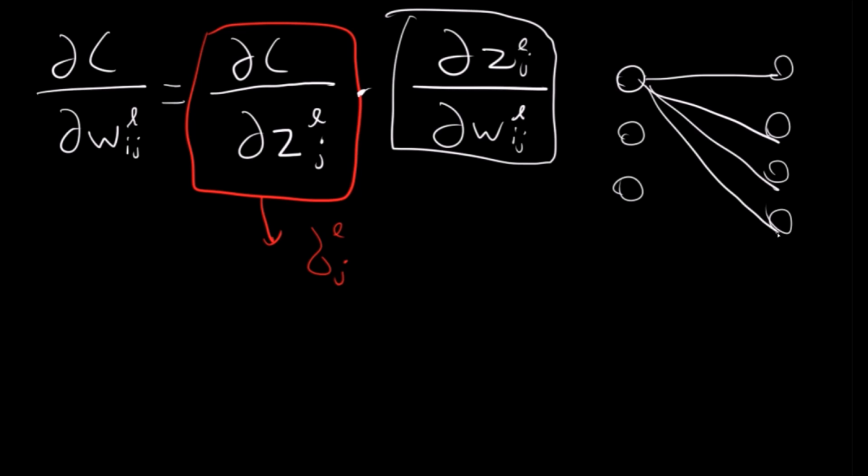Let's call this layer L, and this one L minus 1. We want to look at how the activation in J, let's just pick a random one, this one's J, and let's call this one I. We want to look at how weight ij affects z^L_j, right?